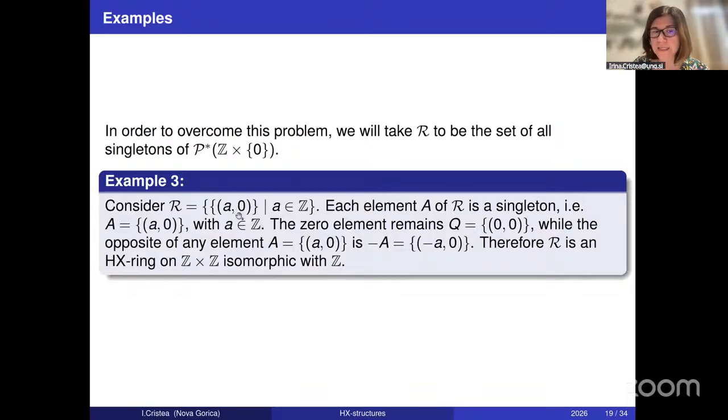Singletons are sets with one element, and this one element is A0. In this case, indeed, 0,0 remains the zero element, and the opposite of any element A is the one containing just the pair minus A and 0. And this is a nice example of an HX ring, which is isomorphic with Z, because we have 0 here.